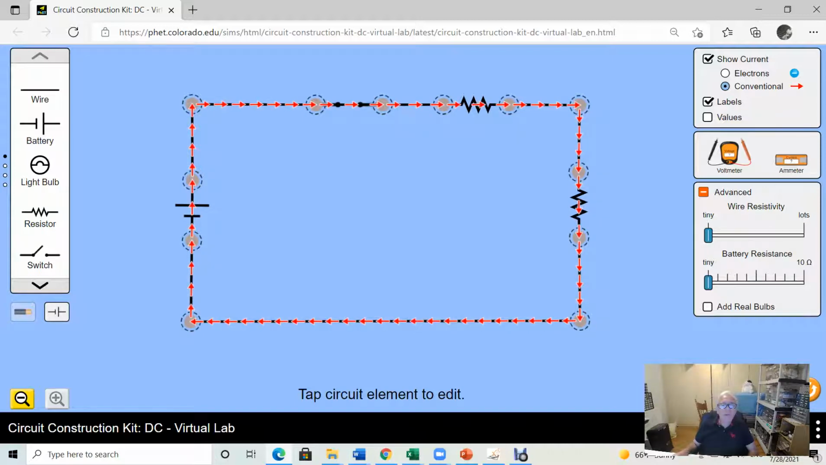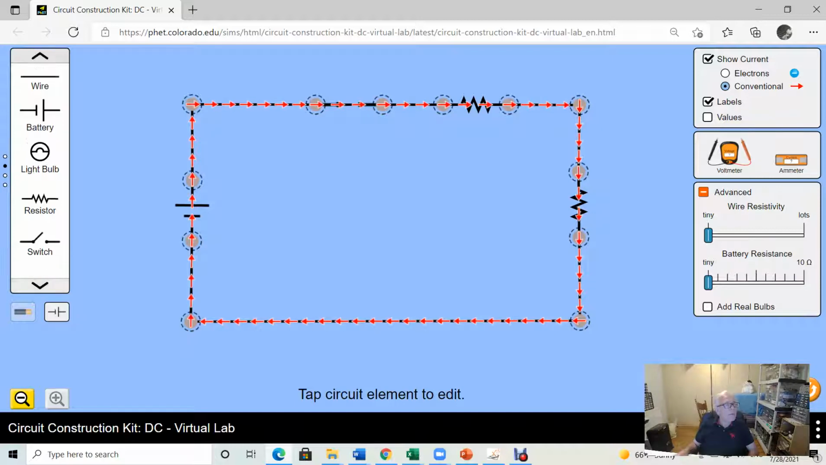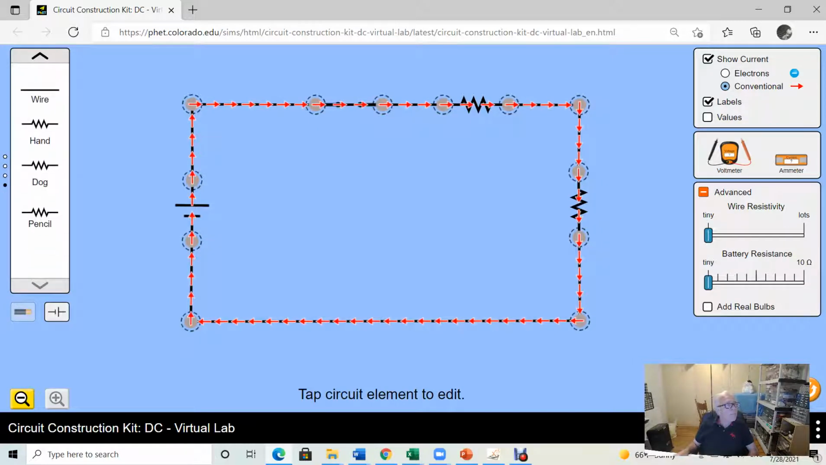See the resistor symbol. That's the switch right in here. Okay, they're all the symbols. See that? Resistor, light bulb, wire, switch, and more. Okay? I prefer this one.